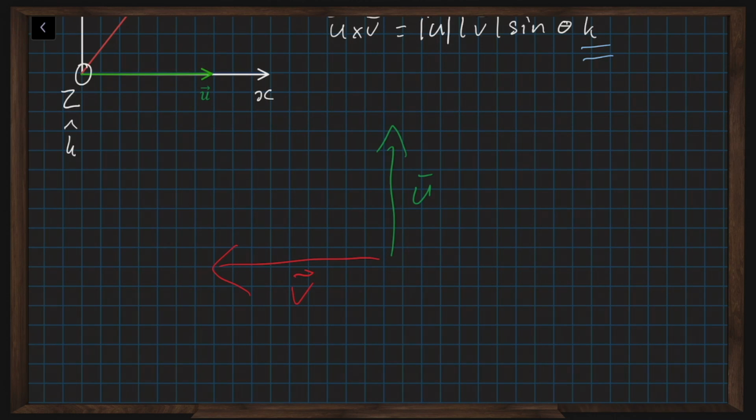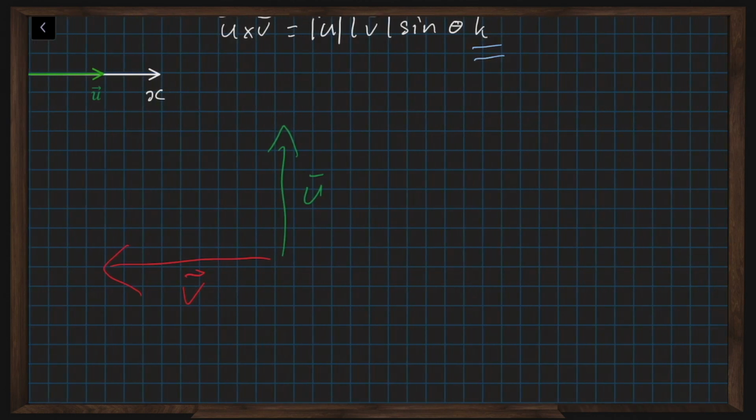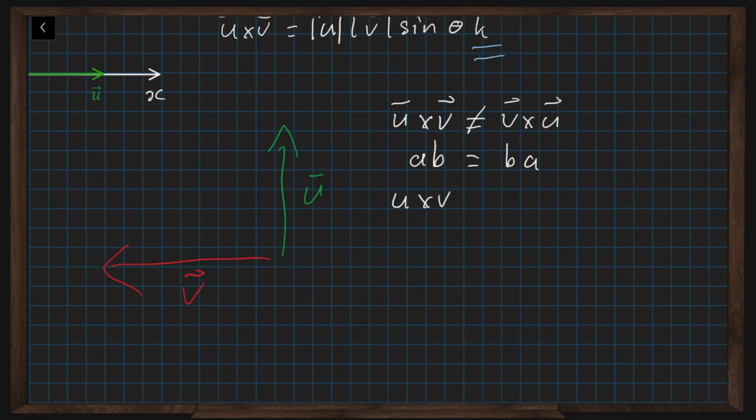And this indicates something very important. And that is that u cross v is not equal to v cross u. And this is something you wouldn't have encountered before in a multiplication, because you've always been used to, let's say, a multiplied by b being equal to b multiplied by a. But in the case of vector products, u cross v is equal to minus v cross u.